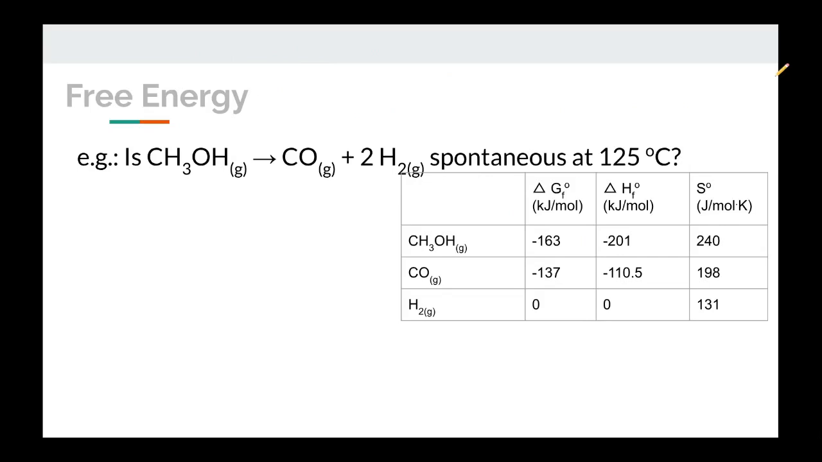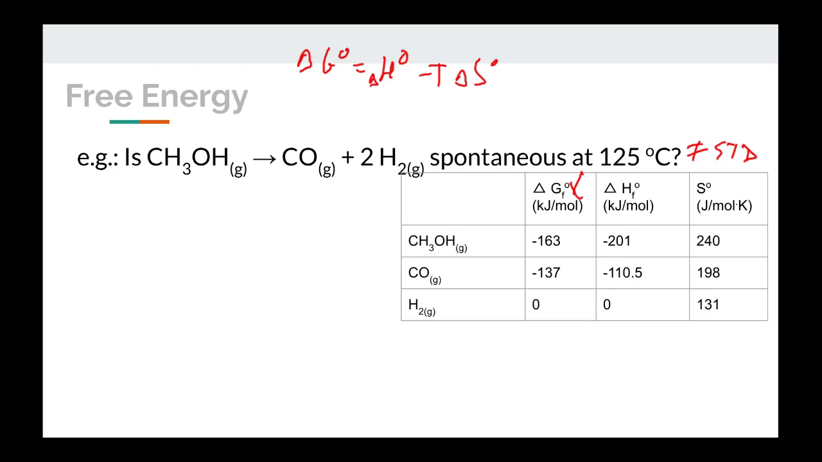Another example problem. Is this spontaneous at 125 degrees C? 125 degrees C is not equal to the standard conditions. So that means we can't use these values. We're going to have to use the idea of free energy being equal to enthalpy change minus T times entropy change.